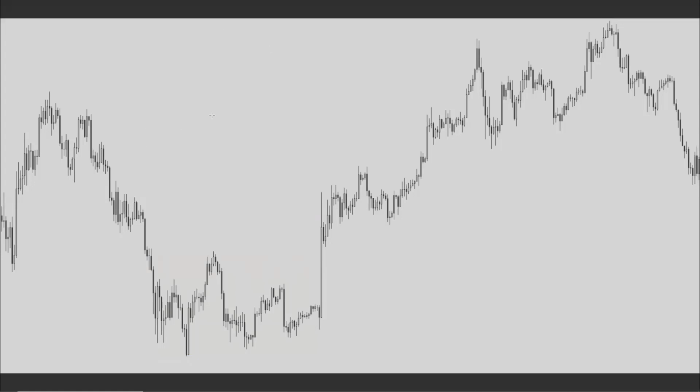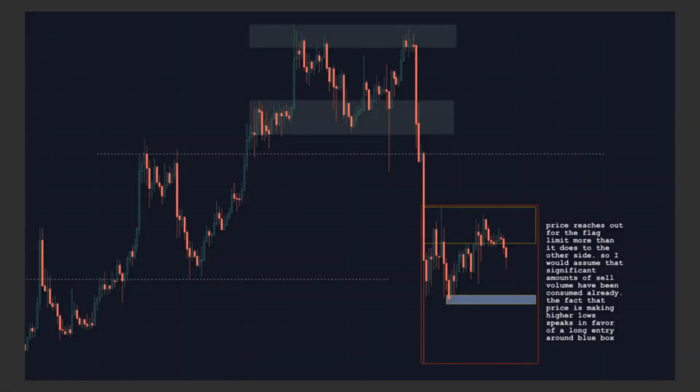Up in here, for example. So I think this is an XRP Bitcoin chart. Price reaches out for the flag limit more than it does to the other side. So I would assume that significant amounts of sell volume have been consumed already. The fact that price is making higher lows speaks in favor of a long entry around the blue box.